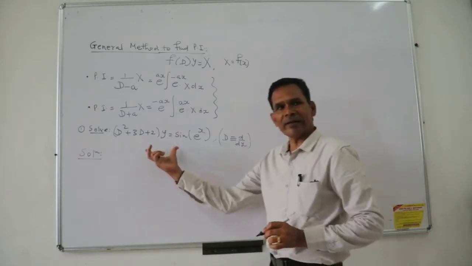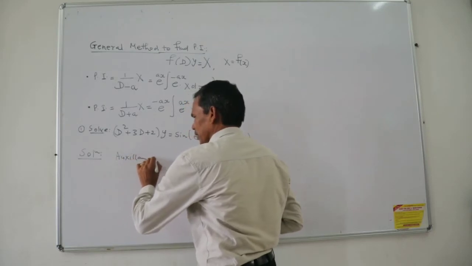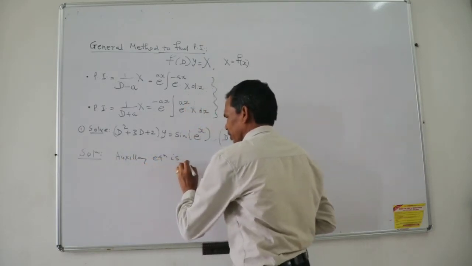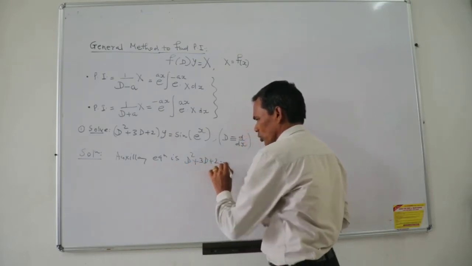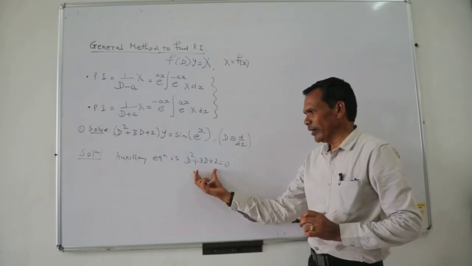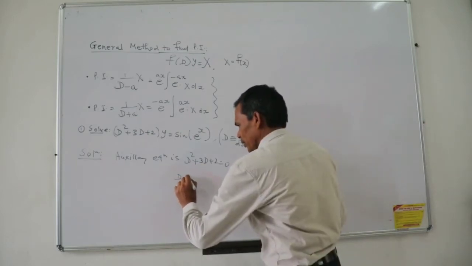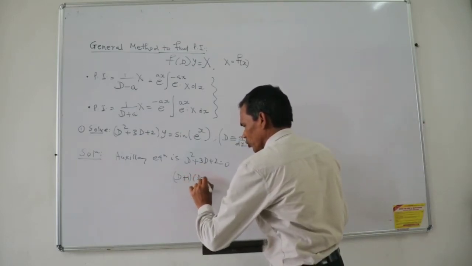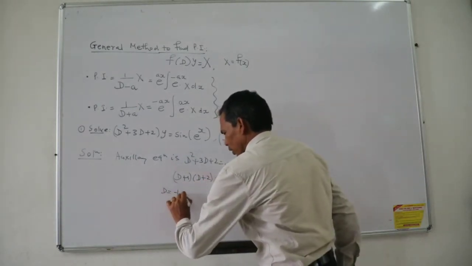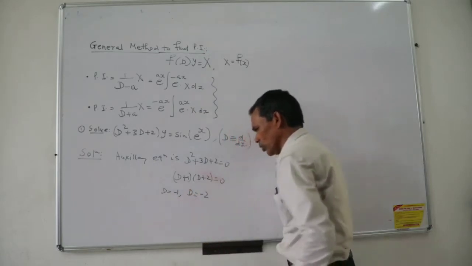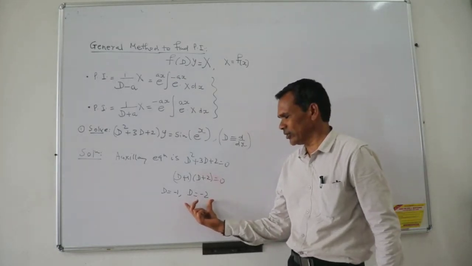So I write down the auxiliary equation for this. The auxiliary equation is D square plus 3D plus 2 is equal to 0. So we find the roots of this equation. We find two numbers whose sum is 3 and product is 2. So it is (D plus 1)(D plus 2) is equal to 0. So D is equal to minus 1 and D is equal to minus 2. If you observe these roots, minus 1 and minus 2, the roots are real and distinct.